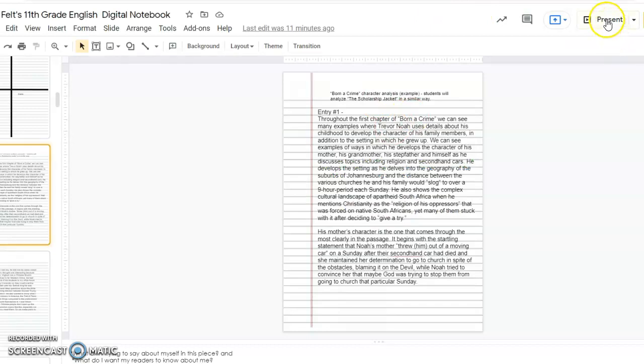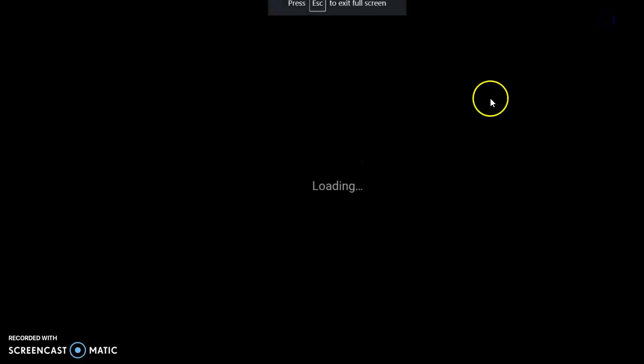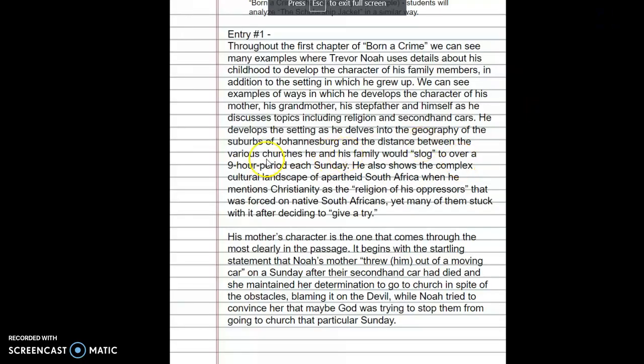And so I've got an example here in the digital notebook, which you can go ahead and read. Basically, this is how I would write. This is just something that I wrote really quickly to show you how you can analyze a passage, so that you can write something similar about The Scholarship Jacket. So you can see what that looks like.